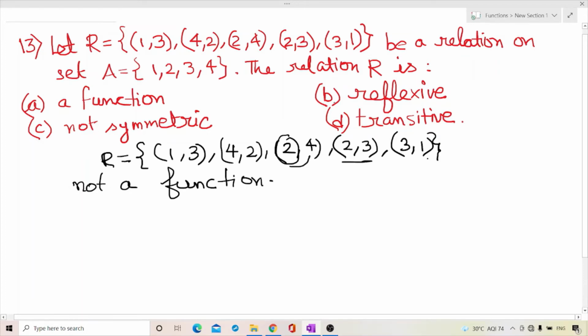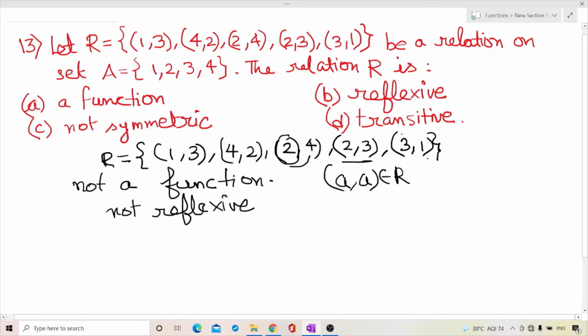Now we check for reflexive. A relation R is said to be reflexive if and only if (a, a) belongs to R. Okay, and in this I cannot see any such situation like that. Hence it is not a reflexive relation.